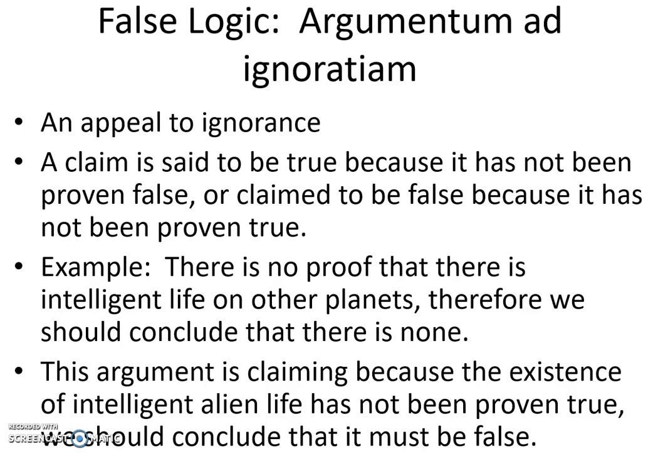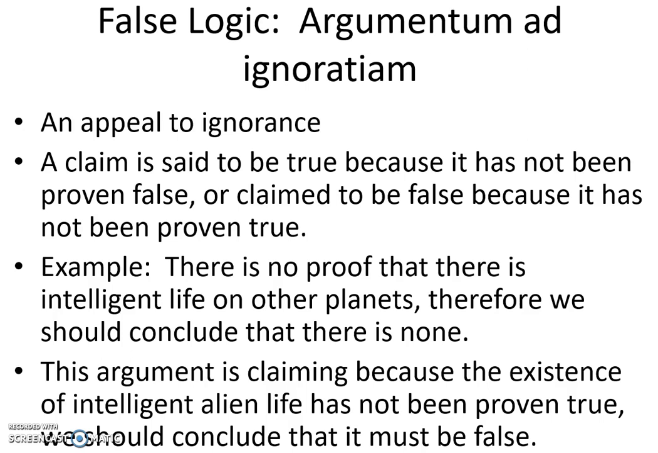The next form of false logic is an argument from ignorance. Argumentum ad ignorantiam. This is an appeal to ignorance. Now, ignorance sometimes is seen as being derogatory or offensive, but what we mean here by ignorance is simply not knowing. So here a claim is said to be true because it hasn't been proven false, or it's claimed to be false because it hasn't been proven true.